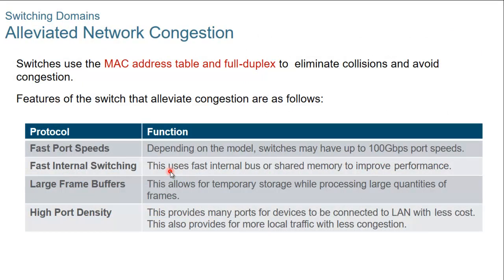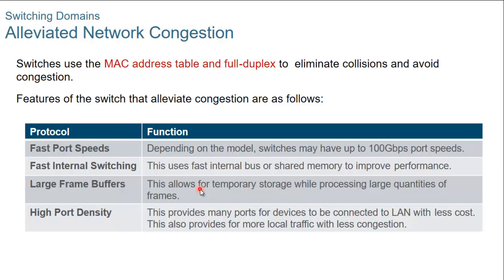Switches use the MAC address table and full duplex to eliminate collision and avoid congestion. Features of the switch that alleviate congestion are as follows. We have fast port speeds. Depending on the model, switches may have up to 100 gigabit per second port speeds. The faster the port speeds, the faster it handles the switching. Fast internal switching. This uses fast internal bus and shared memory to improve performance. Large frame buffers. This allows for temporary storage while processing large quantities of frames.